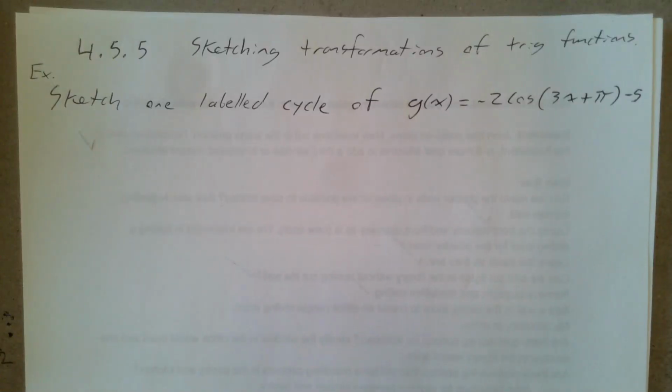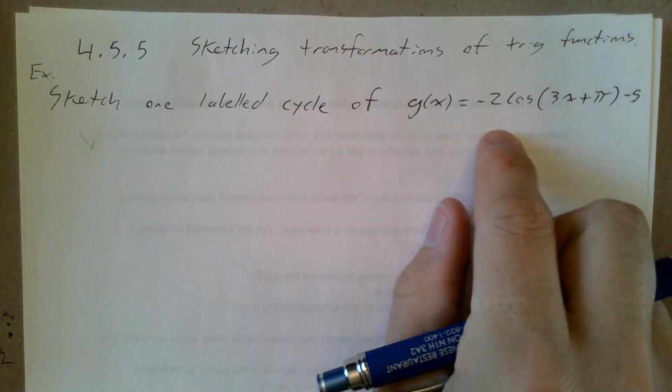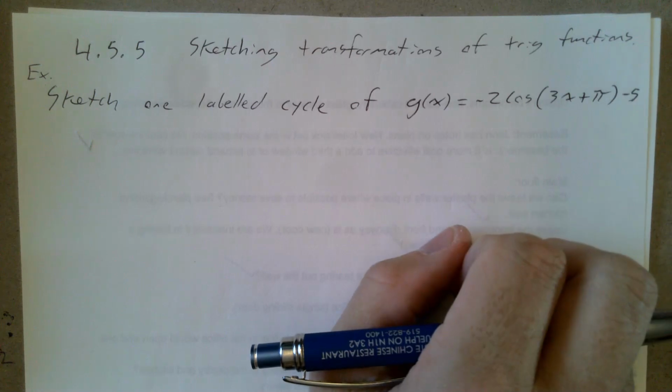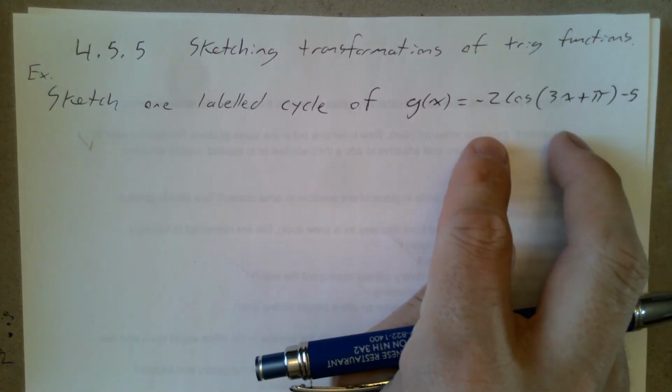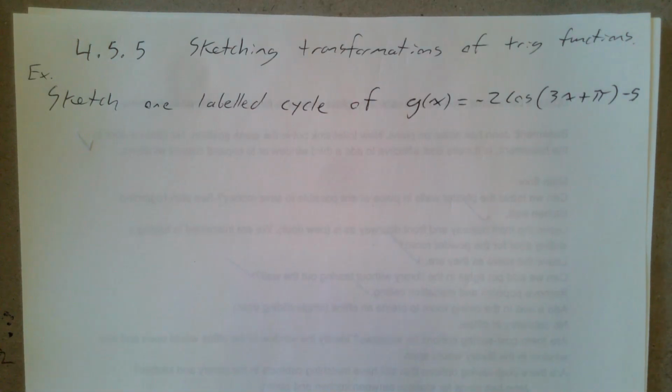Okay, class, let's look at sketching transformations of trig functions, like larger combinations here. We'll use a lot of the skills from the previous day. Here we're asked to sketch one labeled cycle of a transformation of a cosine curve. I'm not going to be sketching much of the original curve. I'm not going to be listing all my transformations. I'm definitely not going to be doing a mapping statement.